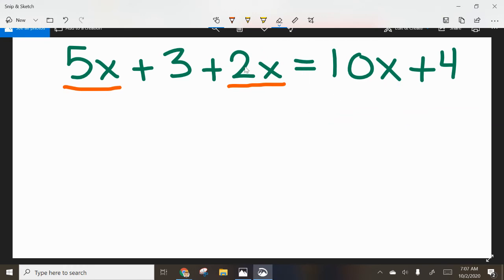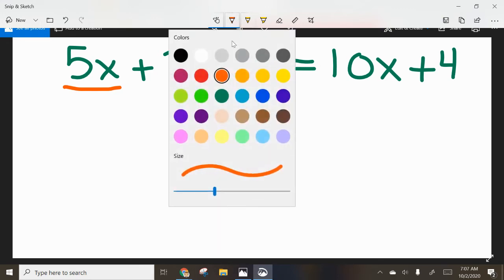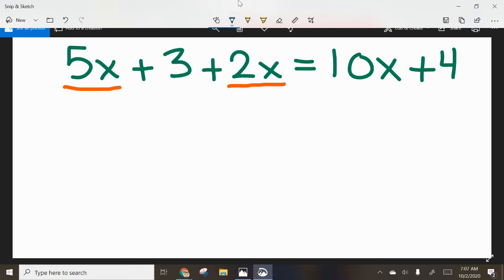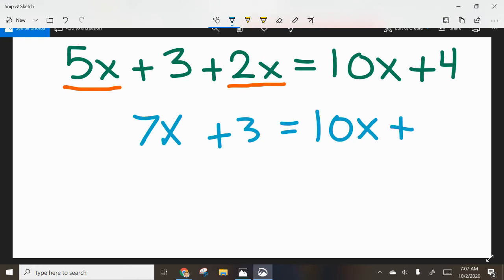You are allowed to combine these two terms since they're on the same side of the equal sign. So to combine them just means to add them, right? So I'm going to add 5x and 2x, and I'm going to get 7x plus 3 equals 10x plus 4. Okay? And that's it. That's all you had to do there. So make sure you take your time and get this concept in your head for next week, that whenever you notice same terms.